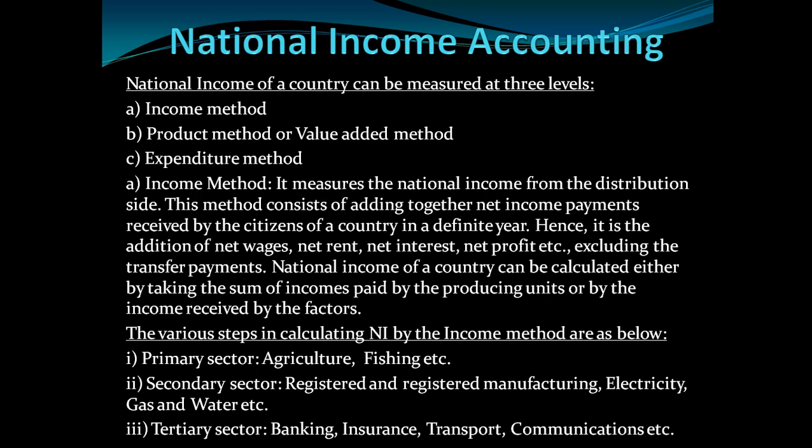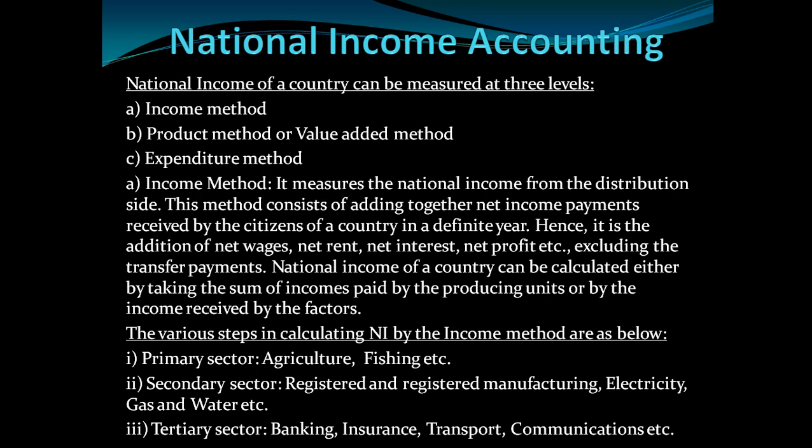Now, it measures the national income from the distribution side. It consists of adding together net income payments received by the citizens of a country in a definite year. Hence, it is the addition of net wages, net rent, net interest, net profit, etc. But here you have to exclude the transfer payments, that is, whatever you are transferring from your economy or whatever you are receiving from other economy for your own consumption, expenditure, like that. So that you have to exclude.